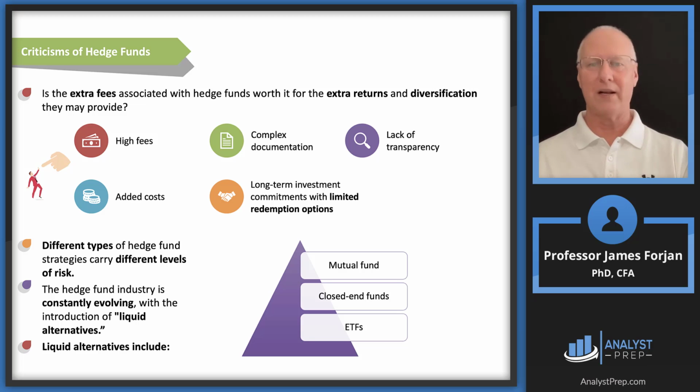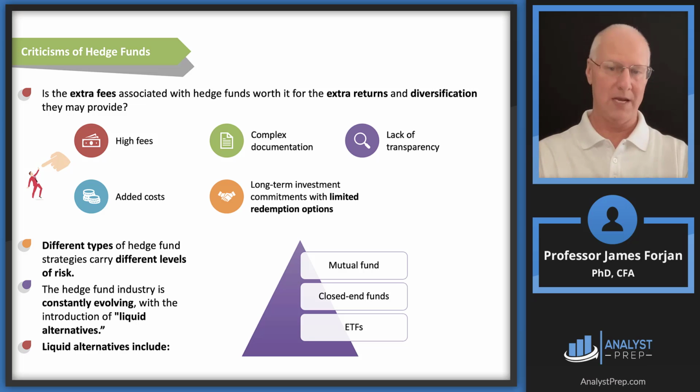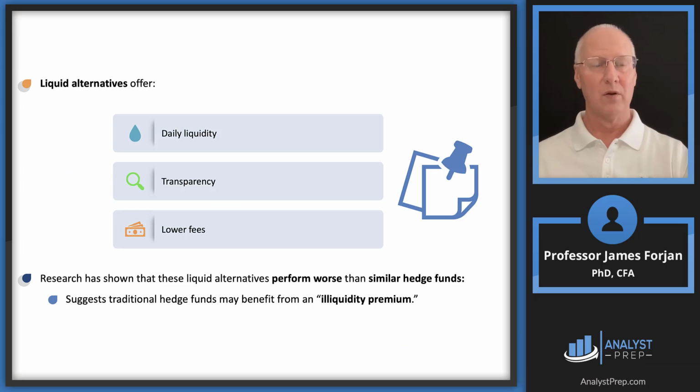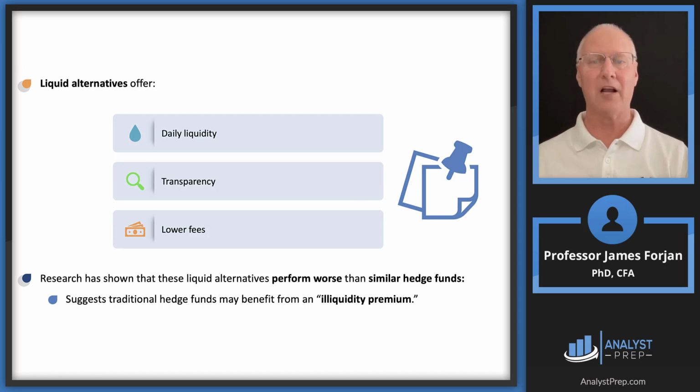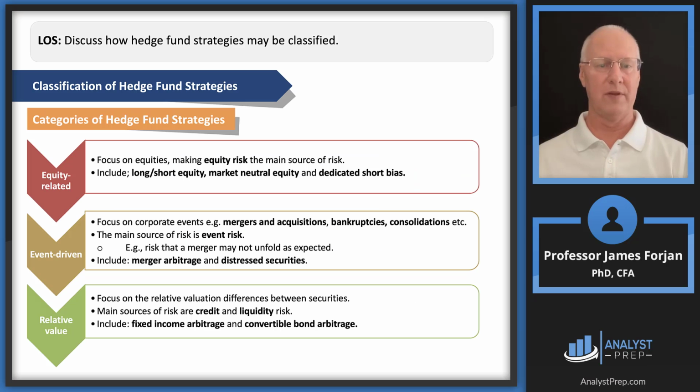So we have high fees, we have added cost, complex documentation, limited redemption, lack of transparency. And so the idea behind these hedge funds is that you've got all this stuff going on, and is it worth it? Well, sometimes it is, sometimes it's not. But what we know is that hedge funds can offer what's known as this illiquidity premium, because what we see is that these liquid alternatives that offer those things in the gray boxes, they perform worse than hedge funds. And so it's probably good to remember there's some lack of liquidity premium inside of hedge funds.